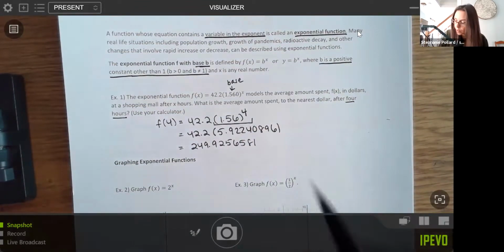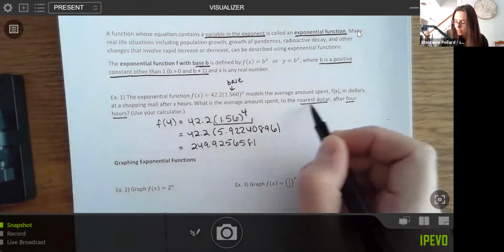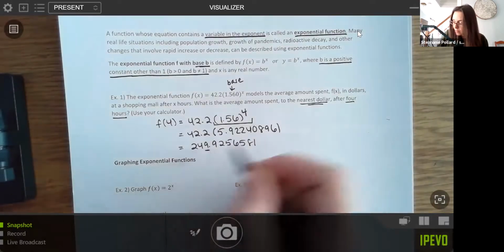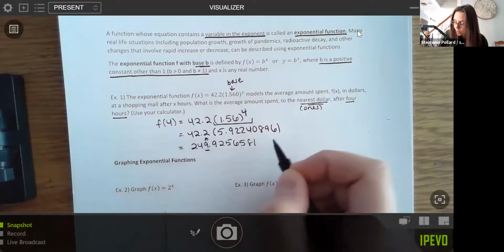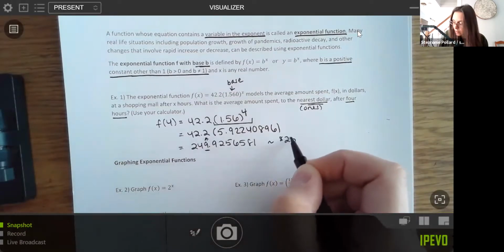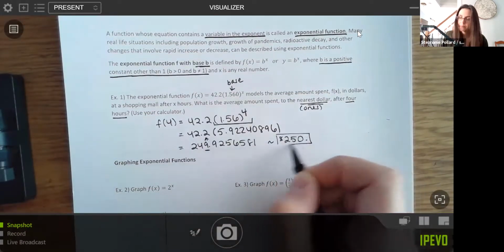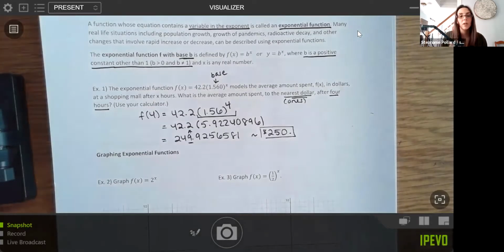And now here, we do want to round to the nearest dollar. So that would be the ones place. This 9 is going to bump this up. So our answer is going to be about $250. So if this exponential function models the average amount spent at a shopping mall after x hours, then on average, when someone has been at the mall for 4 hours, they've spent about $250 at that point.